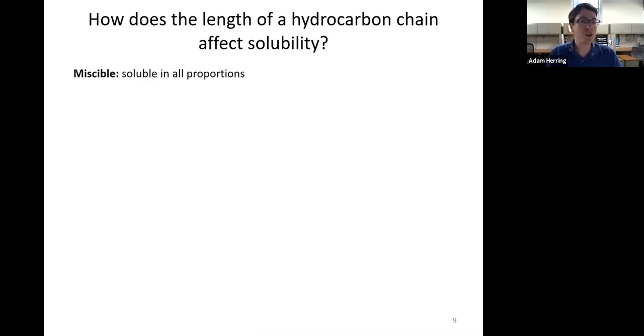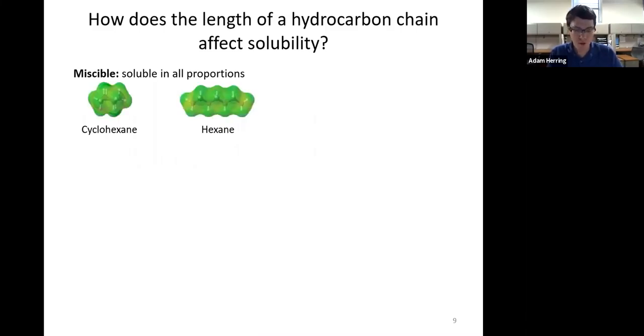Therefore, it also will affect its solubility. So we've used this term already. A substance is miscible when it is soluble in all proportions. So for example, if we take cyclohexane and hexane and try and mix them together, it doesn't matter if you have a 50-50 mixture or a 20-80 or a 90-10, they will mix well with each other. Similarly, ethanol and water are miscible. It doesn't matter how much ethanol you put in water, it will mix and form a solution.